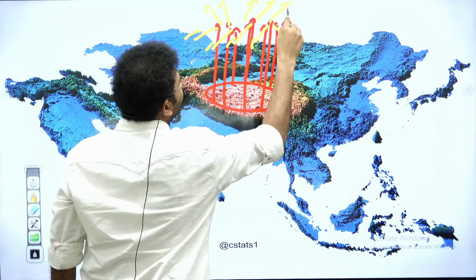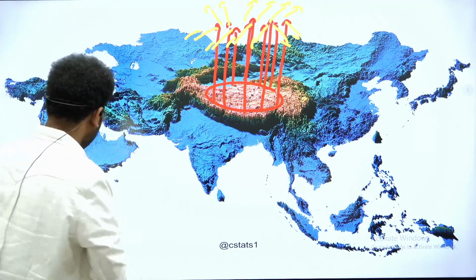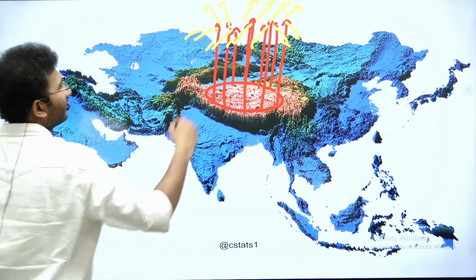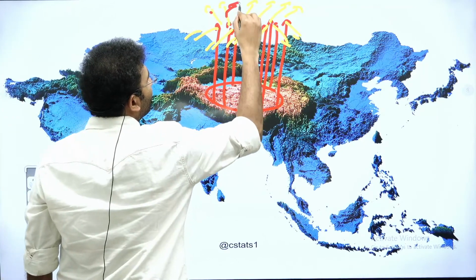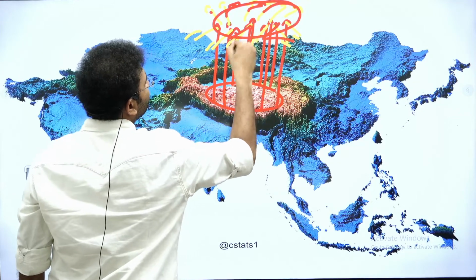Now, what is the direction of the rotation of the wind? Clockwise or anti-clockwise? So it is like this. You agree with me that you apply the Coriolis force, and finally, this is how the rotation of the wind happens.